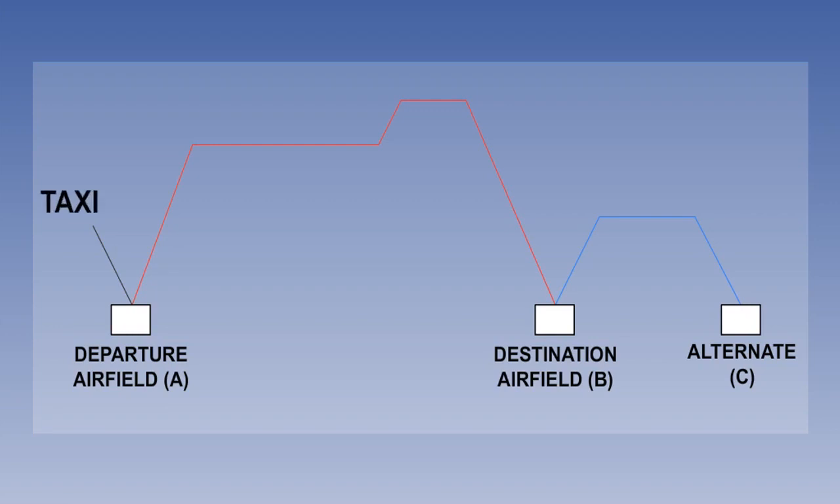Taxi fuel is the fuel required to start up, taxi to the runway holding point, and to hold there if necessary. It will also include the fuel required for operating cabin air conditioning and use of the auxiliary power unit, APU.